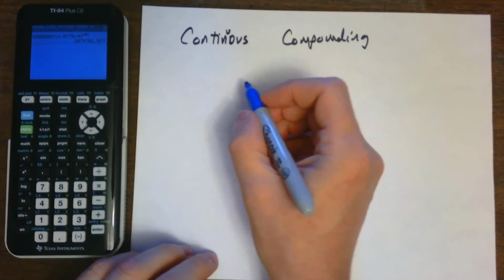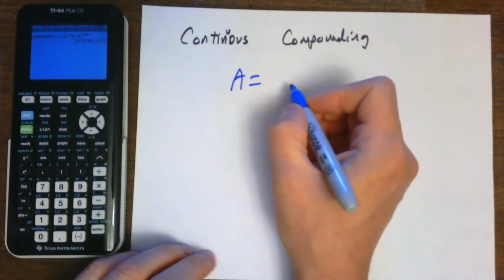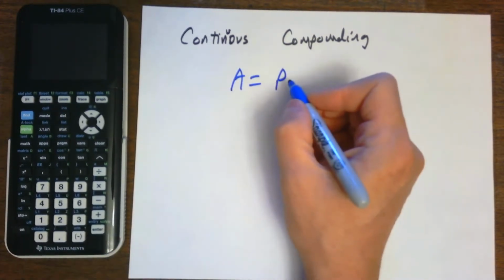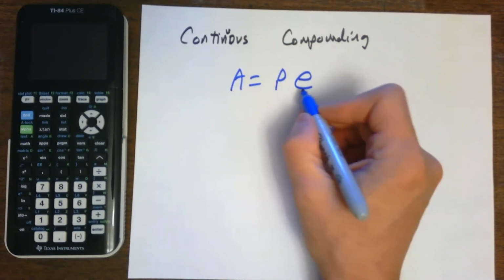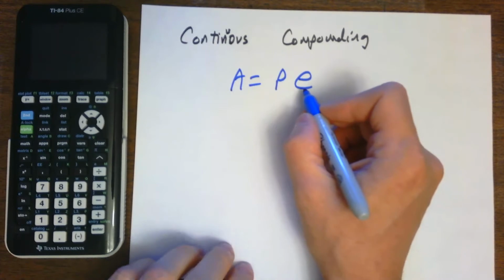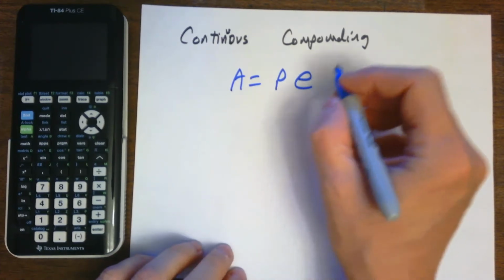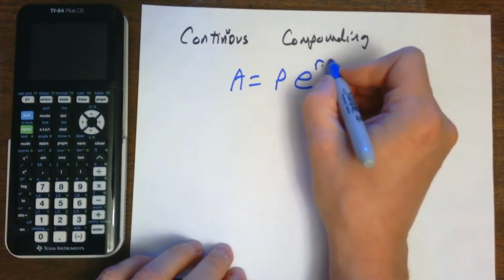And here, amount equals the principal, that's the same thing, times e. Yes, that's our e, the e that we always see. That's a constant, to the power of the rate times the time.